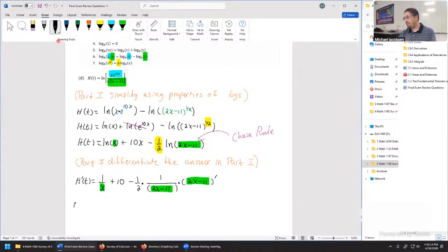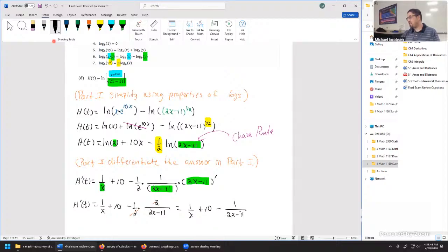Okay, running through it, we now have the derivative of h at t: 1 over x plus 10 minus a half times 2x minus 11. And then the derivative of 2x minus 11 is a 2. It's multiplying a fraction, so it can go in the numerator. And then now it simplifies more. Sometimes it just keeps on going and going. That half and the 2 in the numerator simplify. So now it's 1 over x plus 10 minus 1 over 2x minus 11. And this is a very good stopping point.